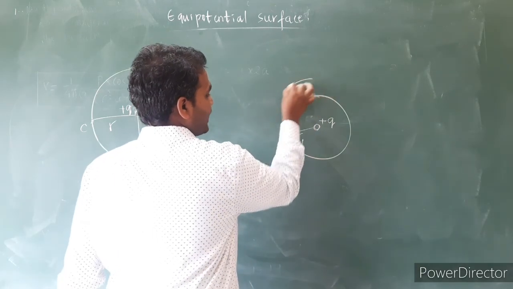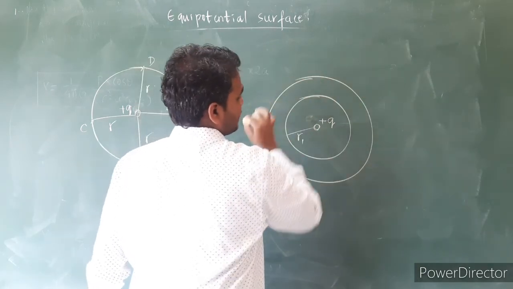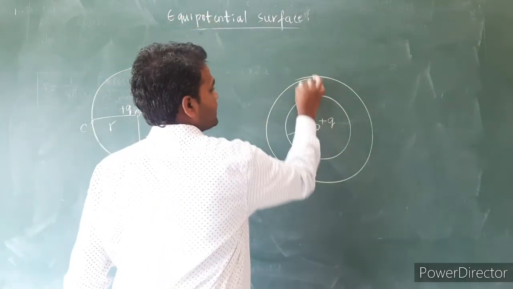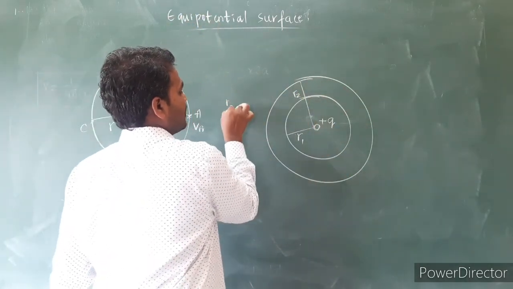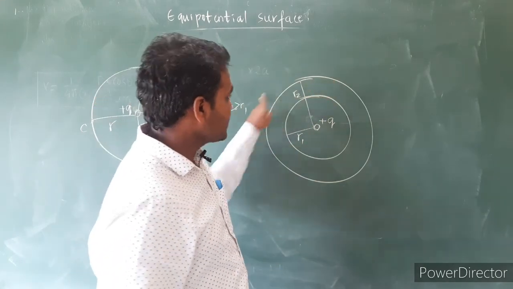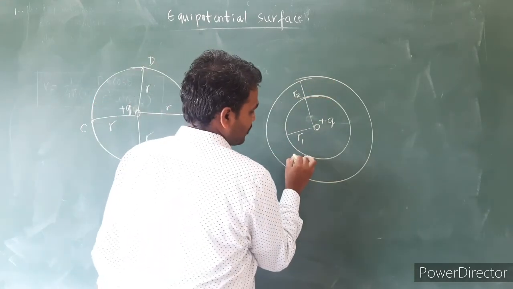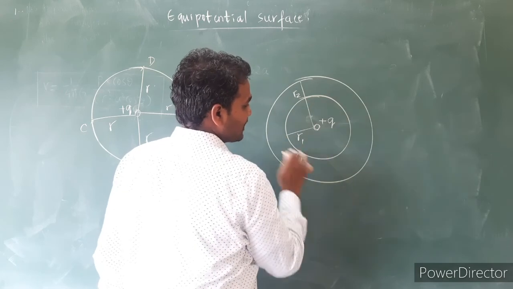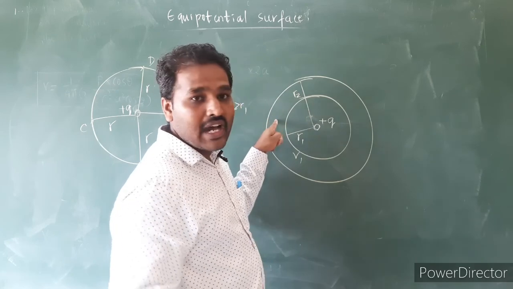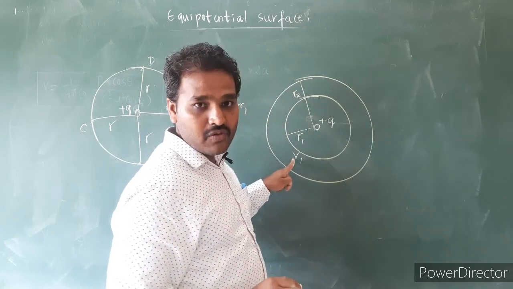It is possible when I change the distance here. If I take another larger spherical surface whose radius is more, r2 is greater than r1, that is also possible, is it not? So, if the electrostatic potential on the first surface is V1, every point on this surface will have the same electrostatic potential of V1.